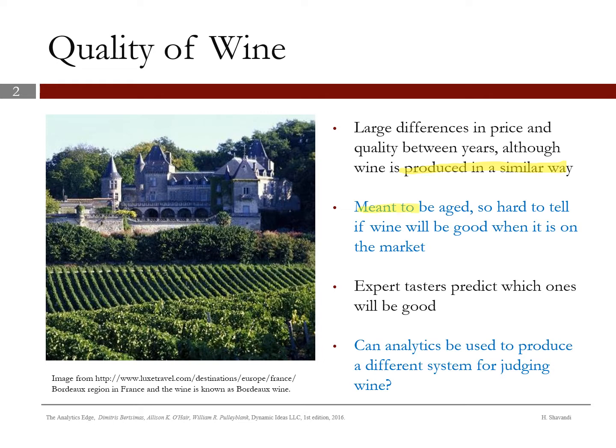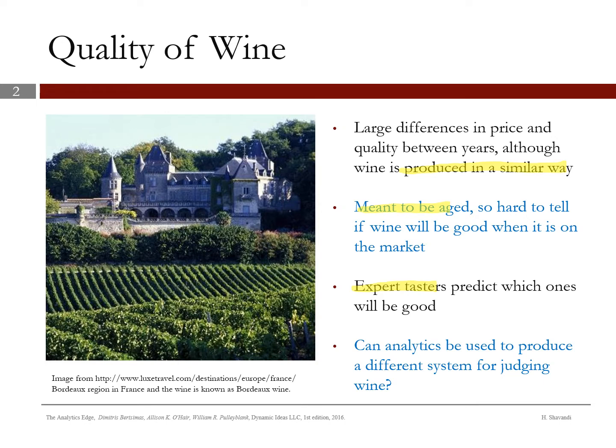In the market, what the consumers see is the age. The older one is more expensive than the younger ones, and it's pretty hard, when a wine has just been produced, to predict how the quality of this wine will be after a while. Let's say, for example, after 10 years when it becomes mature. Expert tasters will predict the quality of wine at the time that the wine is produced, or maybe at the time that the wine becomes mature.